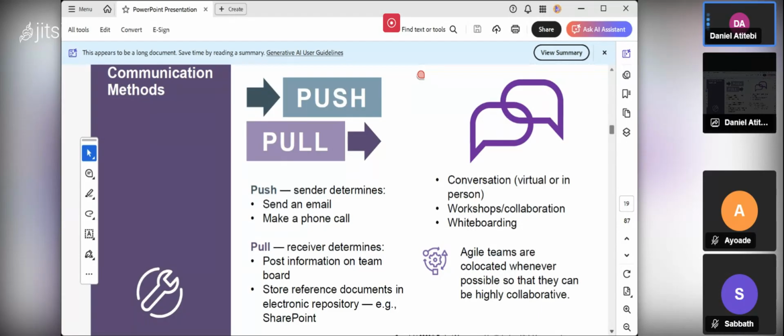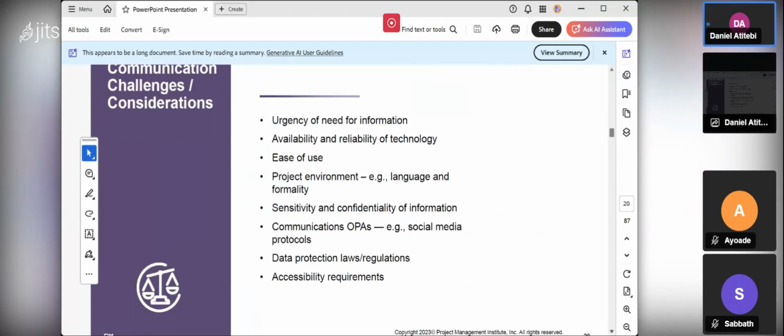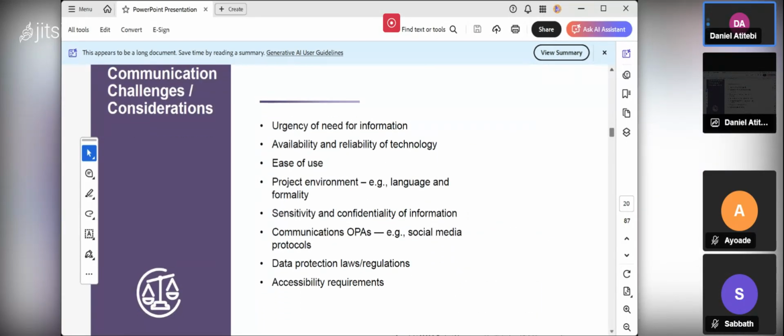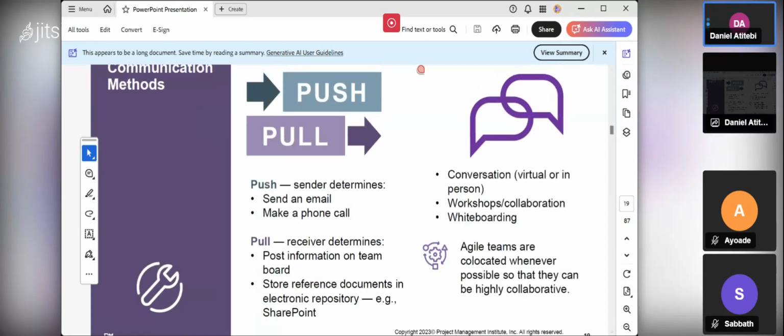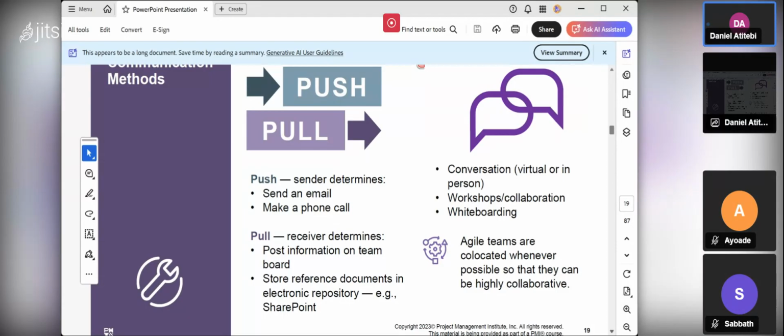But sometimes when we are talking about communication, it comes with challenges and some considerations. Before you can institute or create a type of communication technology, you see that there are certain things you need to take into consideration. We call it communication challenges and communication considerations. This is what you are seeing here now. For you to pick a particular communication technology or any type, whether pull or push or interactive, you need to consider all this.